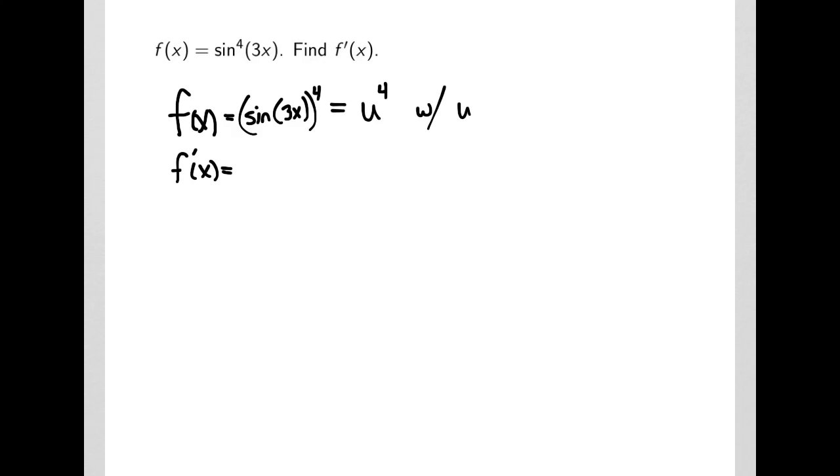The fourth question is actually simpler than the previous one. I need to take a derivative of sine to the fourth power of 3x. So my original function, f of x, is really the sine of 3x. That is put into the power function, so it's the fourth power of the sine of 3x. So when I take the derivative, in the context of a chain rule, I have u to the fourth where u is equal to the sine of 3x.